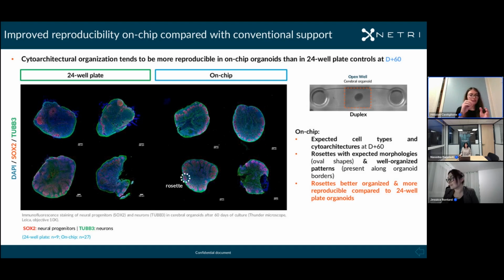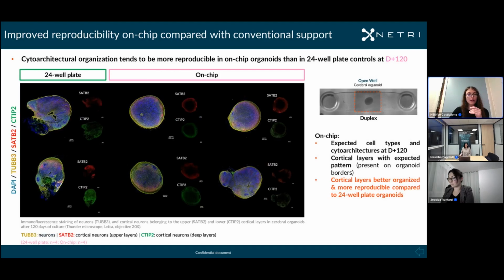And we can see that these rosettes seem better organized and in a more reproducible manner for the on-chip organoids, where they are always small, round-shaped, and present only on the organoid borders, while for the control in 24-well plates, these rosettes seem less organized, with some organoids displaying very few rosettes randomly distributed, and some organoids displaying rosettes that are more or less organized on the borders. So globally, the cytoarchitectural organization seems improved, of better quality, and more reproducible for the on-chip organoids.